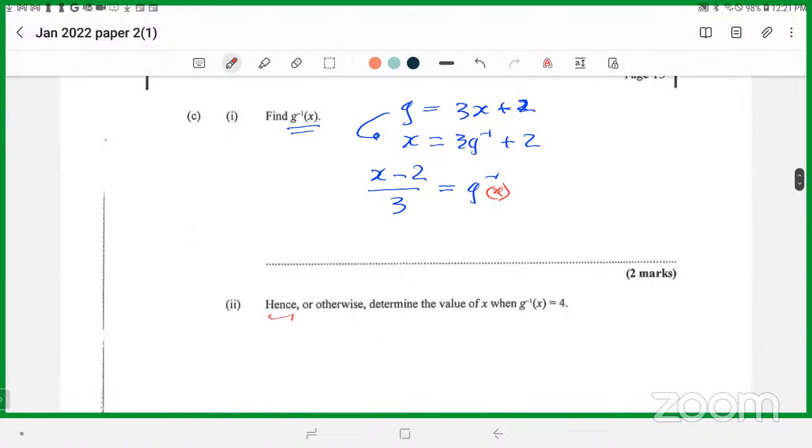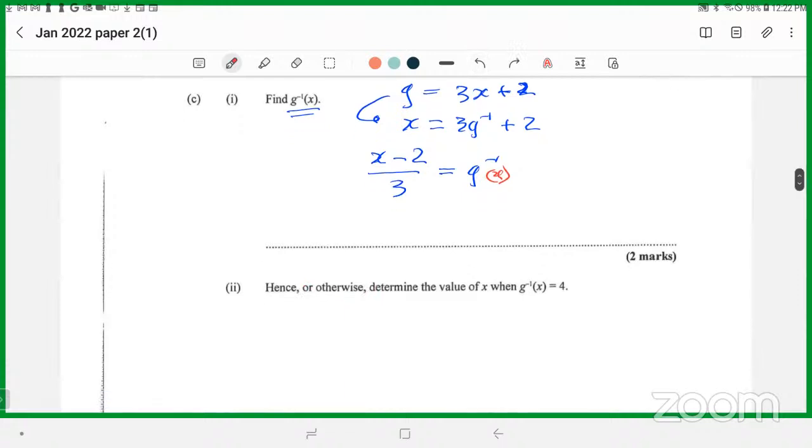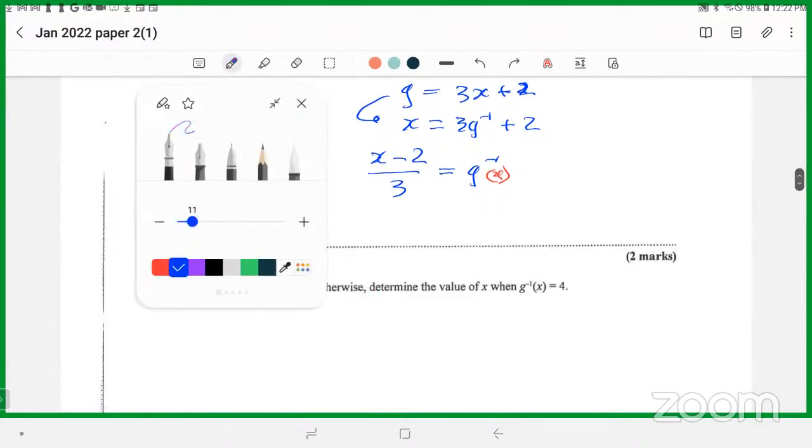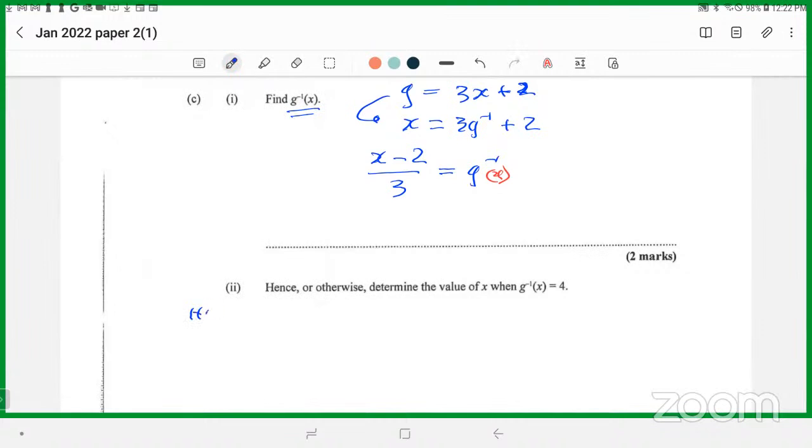Then it says now, hence or otherwise, determine this. Hence or otherwise means that they're giving you two options to do it. The hence means that they wanted you to use this to do this. But the otherwise means that we can do it another way. All right, let's do it two ways. Let's do a hence way first and an otherwise way next, just for practice, or just to show you.